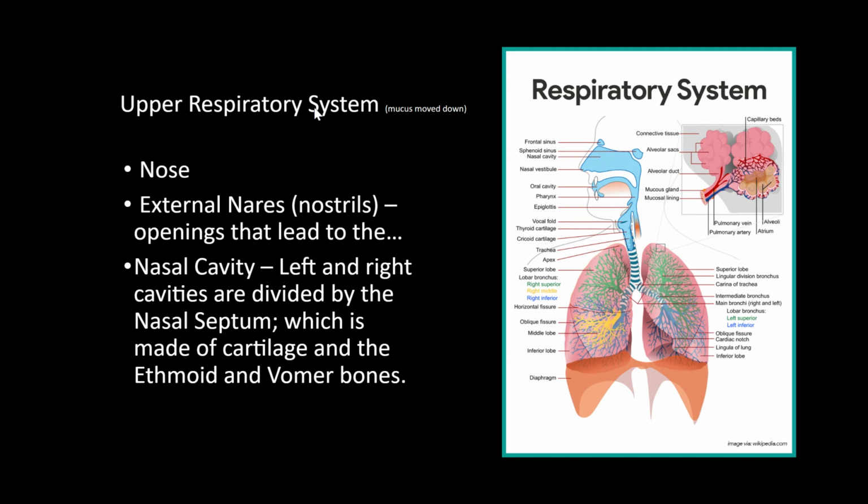There's the upper respiratory system and the lower respiratory system. And fun fact right off the bat is that your upper respiratory system moves mucus downward, and your lower respiratory system moves mucus upward. That's the distinction between the two. And they're both all eventually moving mucus over here to your esophagus, where it's going to go down to your stomach, and you're going to digest it.